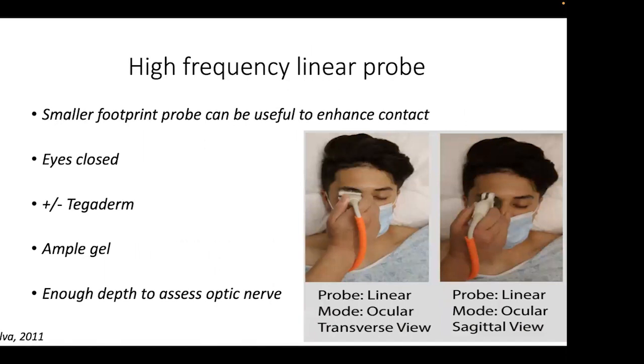Ideally, we'll be performing both in the transverse view, so left to right, and then sagittal view, superior, inferior, and then scanning in the transverse view from superior to inferior, and in the sagittal view from the left side of the eye to the right side of the eye, and comparing both eyes to each other.